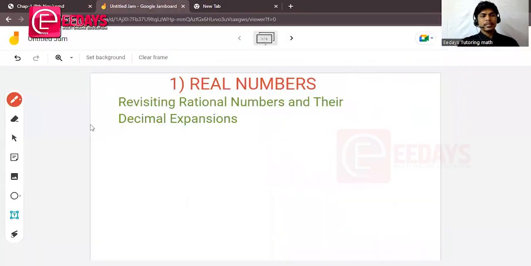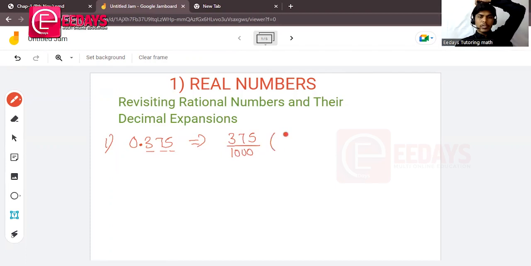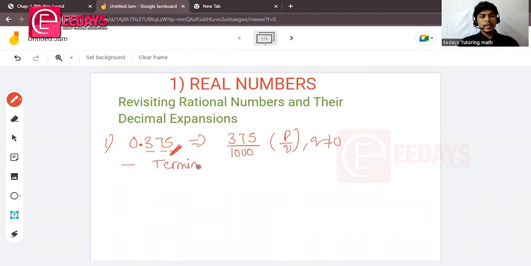Let's take the first example, 0.375. After the point you have three decimals, so you write it as 375 by 1000 by removing the point. So it is in P by Q form, with Q not equal to 0. It is terminated at 5, so it is obviously a terminating decimal.